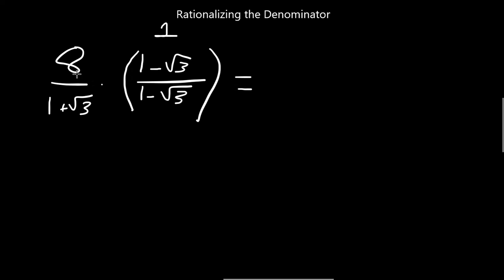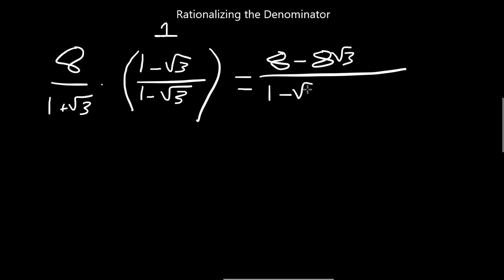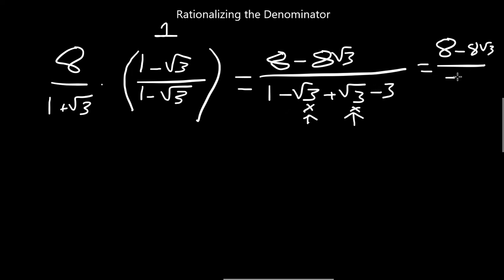So now I'm going to multiply the numerators, so I have to distribute the 8. So 8 times 1 is 8, minus 8 times square root 3 is 8 square root 3. The denominators, 1 times 1 is 1. 1 minus square root 3 is square root 3. Square root 3 times 1 is plus square root 3. And then square root 3 times negative square root 3 is minus 3. So this will become 8 minus 8 square root 3. These are going to cancel out. And 1 minus 3 is negative 2.